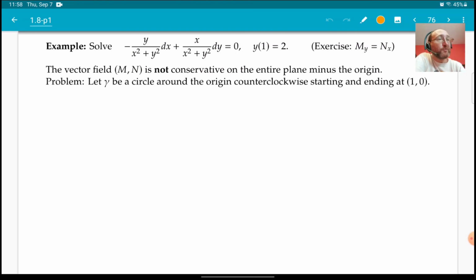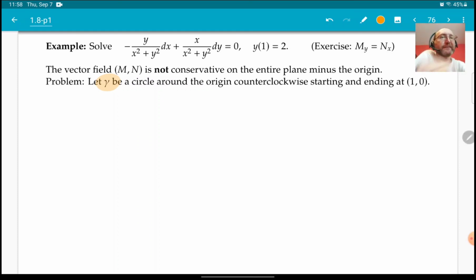The reason why you wouldn't be able to find a global one is, well, suppose that you let gamma be a circle. This is going to again involve some multivariable calculus. So if you're not too familiar with that, maybe this is not going to make a whole lot of sense. But hopefully those that have had multivariable calculus have actually seen this. I do this in class in calculus 3.